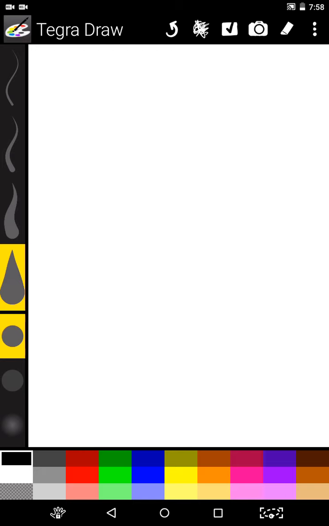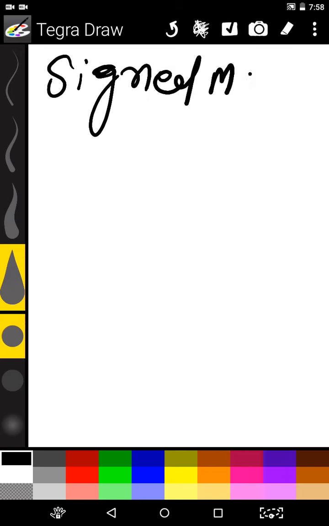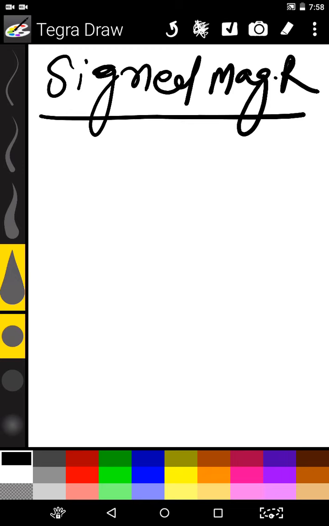Now we will go for signed magnitude representation. Signed magnitude representation is used for representing both positive and negative numbers. In this, positive numbers are represented as a normal binary number.